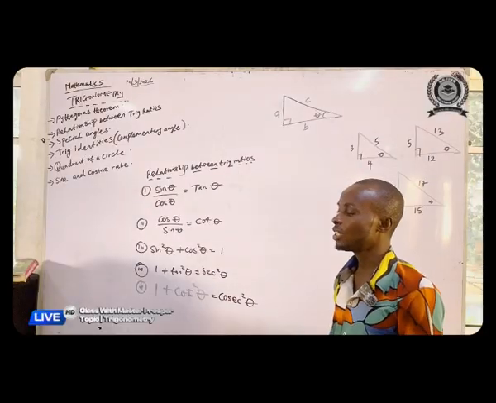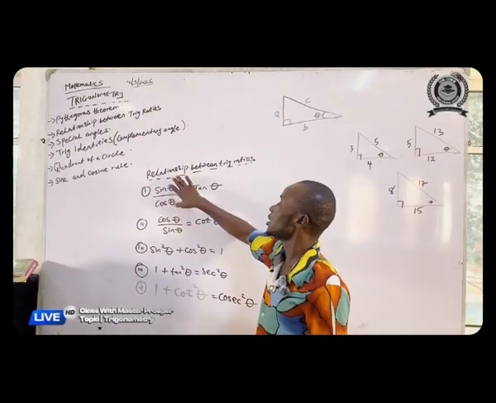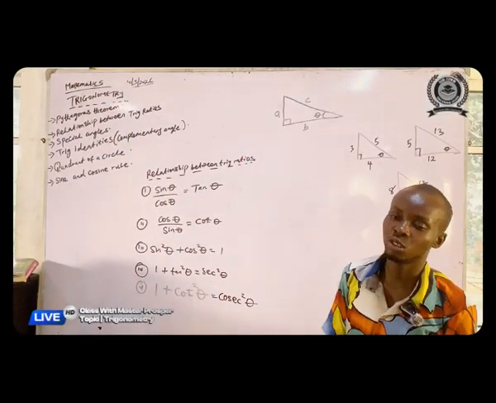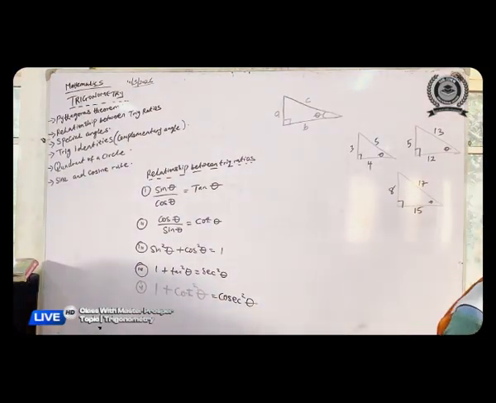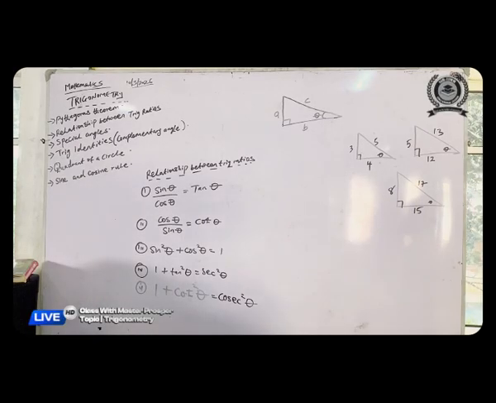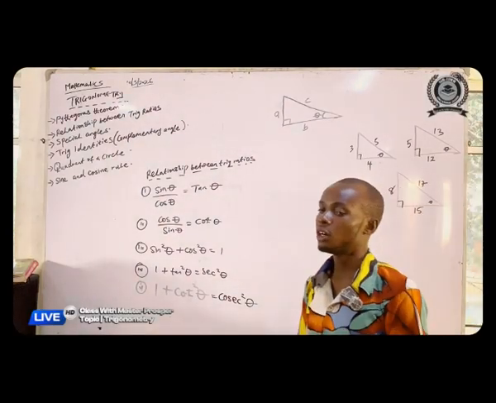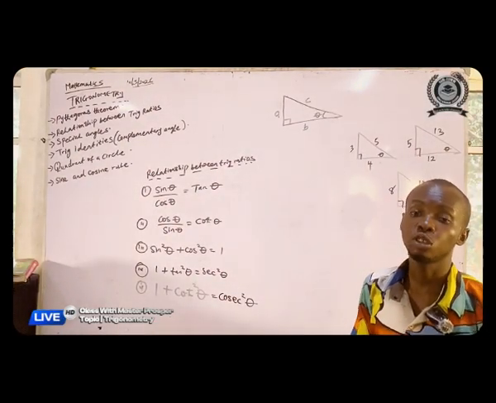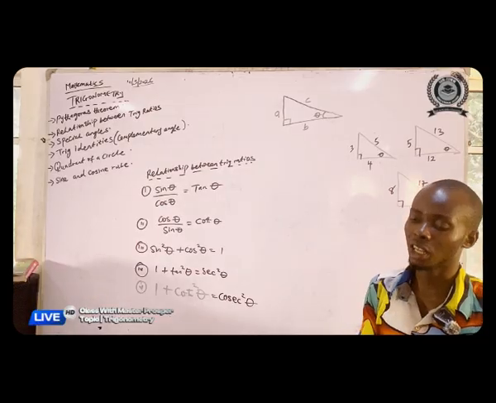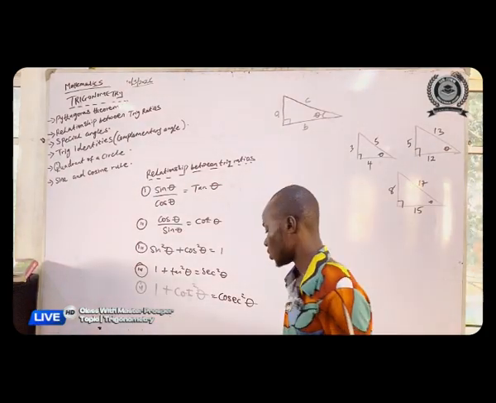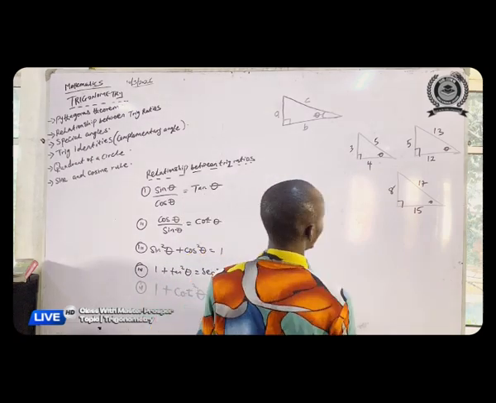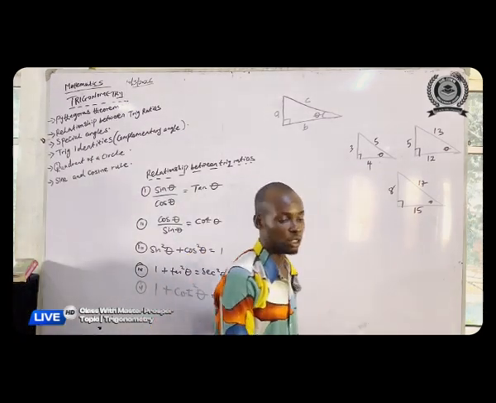Now they are trying to prove to us that if sine theta is divided by cos theta, it will give us tan theta. What is sine theta? Opposite over hypotenuse. What is cos theta? Adjacent over hypotenuse. If the 2 of them divide, it will give us tan theta, which is opposite over adjacent.